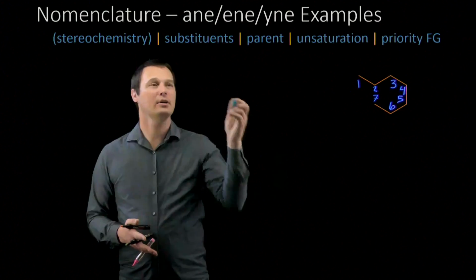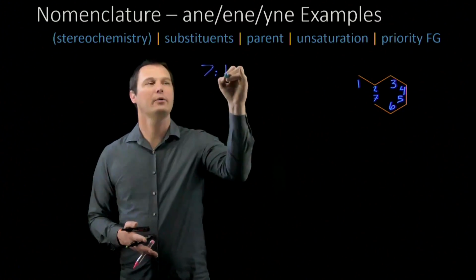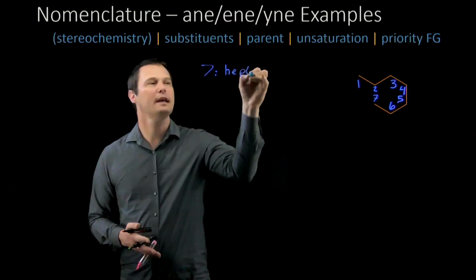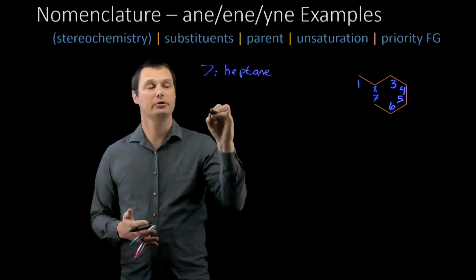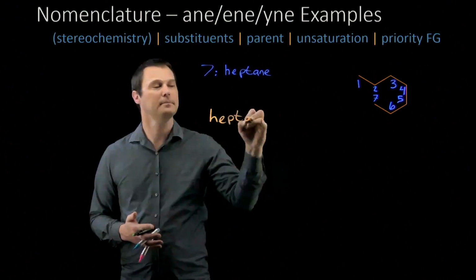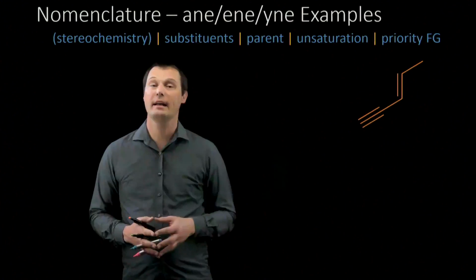Pause the video, see if you can find the name for this molecule. This molecule has 7 carbons in its longest chain. It doesn't matter that they're not horizontal. The 7-carbon hydrocarbon is heptane. This molecule doesn't have any unsaturation or any substituents or stereochemistry or priority functional groups, so the name of this molecule is heptane. What happens when there's an alkene and an alkyne in the same molecule?